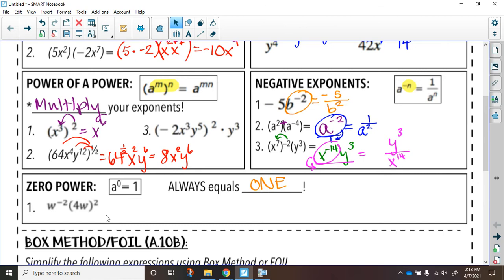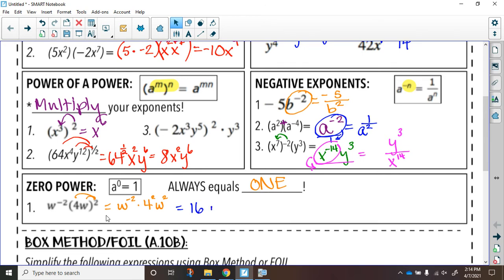So here's what I'm going to do. We got to get rid of the parentheses first, so we're going to use the power of the power rule. This gives us w to the negative 2 times 4 squared w squared. So to go ahead and get that number sorted out, 4 squared is going to give us 16.